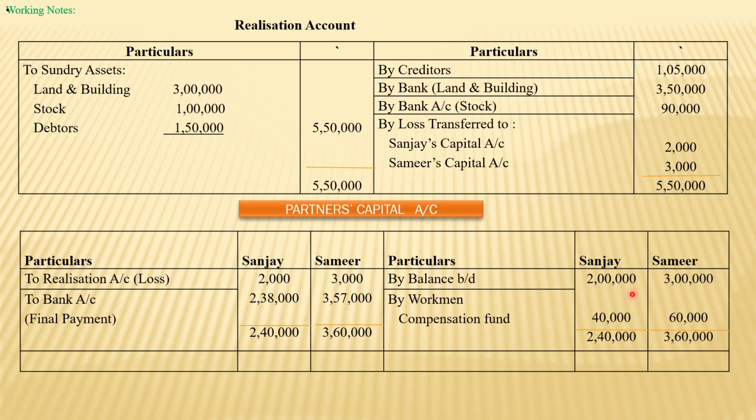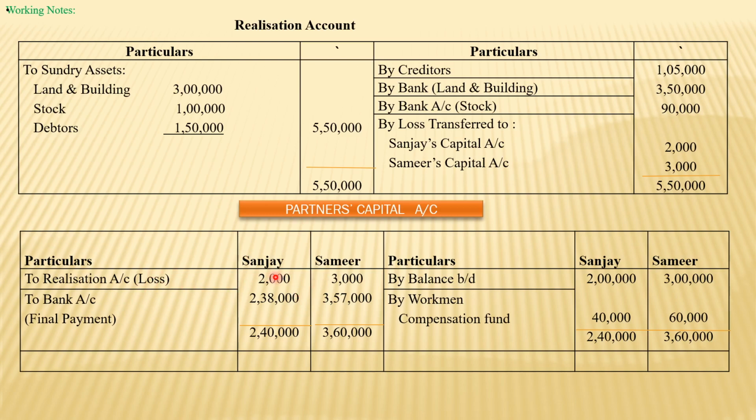Workmen compensation fund 1 lakh. No claim arises, so it is considered an internal liability, and the full amount we have to distribute to the partners. So therefore by workmen compensation fund, in the ratio 2:3, 40,000 and 60,000. The loss will be transferred here to the other side, so partners' capital to realization account.